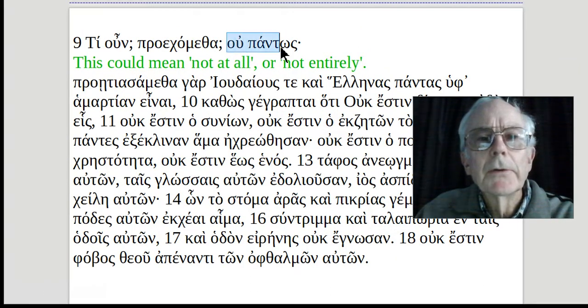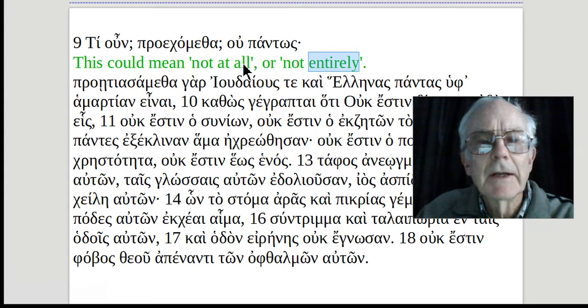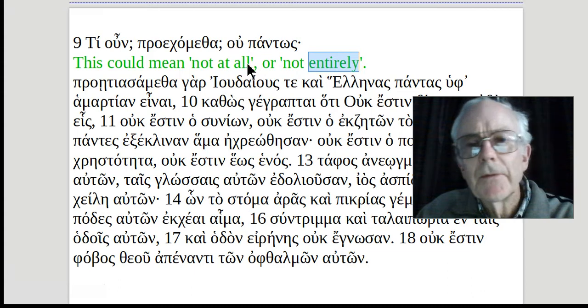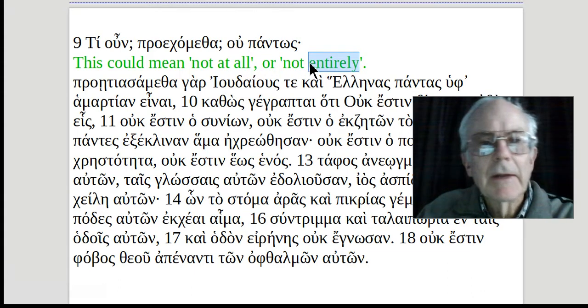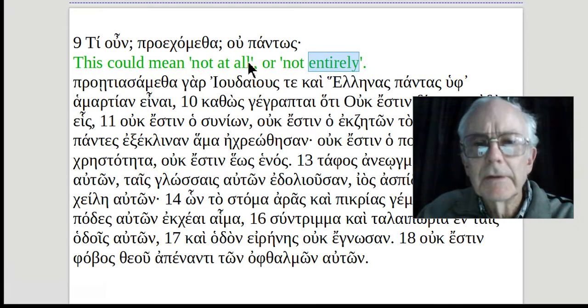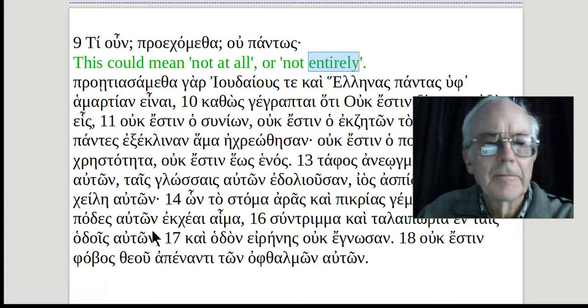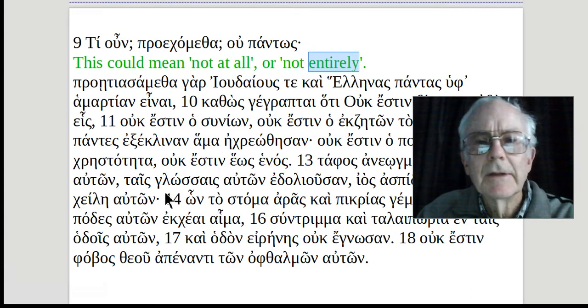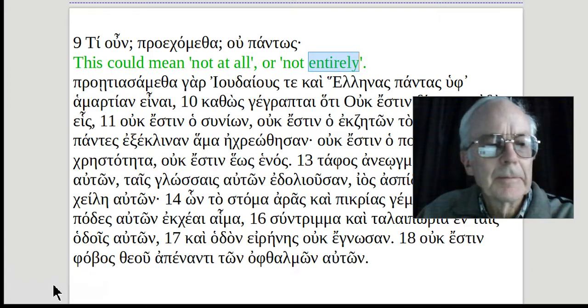Okay, ou pantos. Now this is ambiguous. It could mean not at all, or it could mean not entirely. So you see how English makes the difference between two words that pretty much mean the same thing in English, but we've assigned one to one meaning and the other to the other meaning. So not at all means certainly not, no way, but not entirely means yes to some extent, but not entirely. Which exactly he means is a bit of a toss-up.